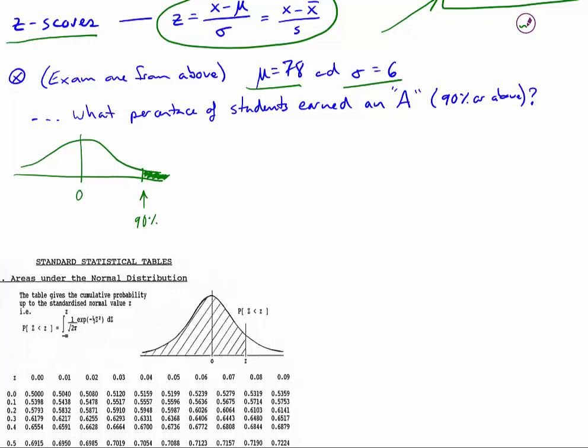When we standardize it, our mean is going to be here at 0. So I have to figure out what that z-score for 90% is. So it's going to be 90 minus the mean, which is 78, all over sigma, which is 6. Do some calculations here. Of course, we just get 2. Now, plug in our 2 here. That's 2.0, right? It's not rounded.